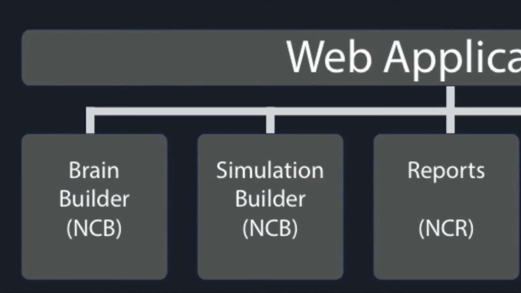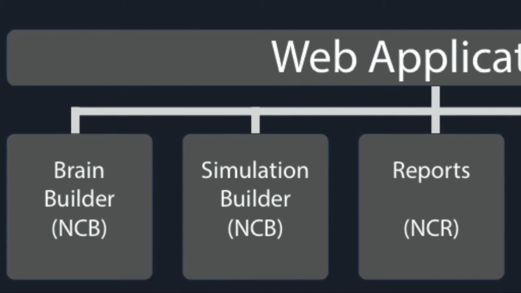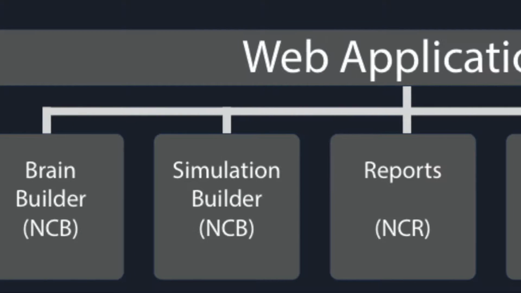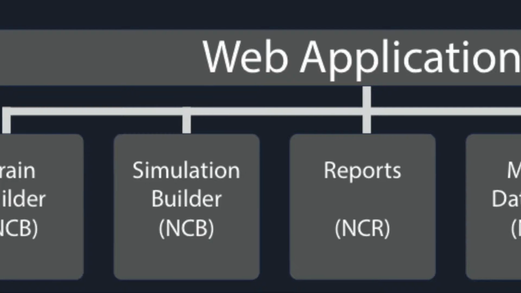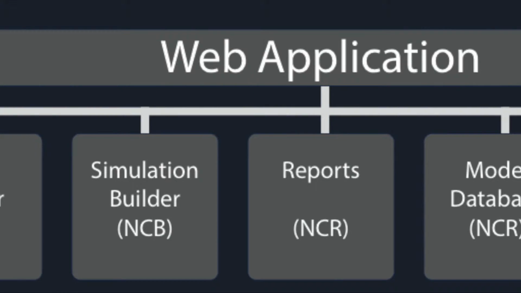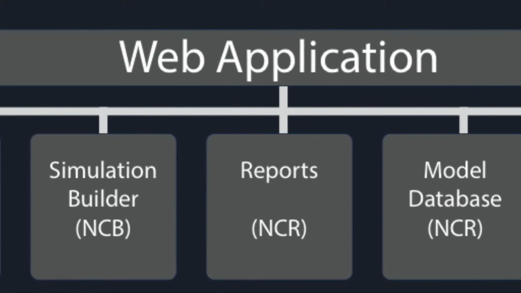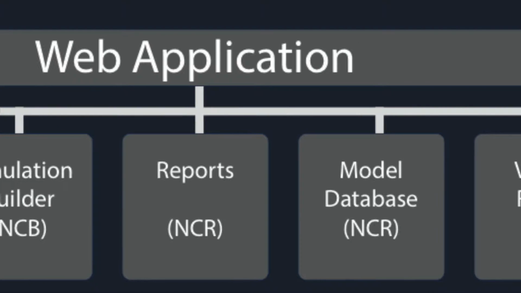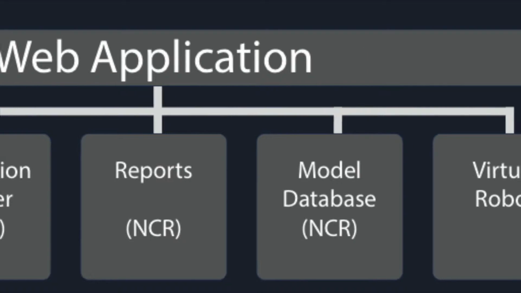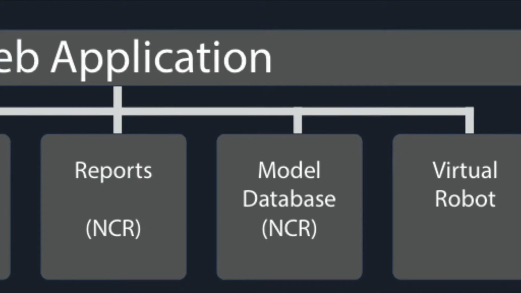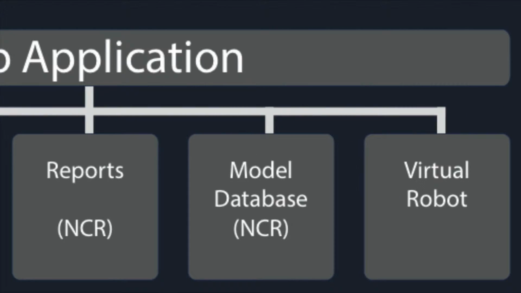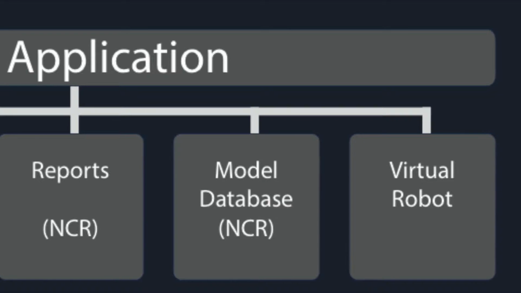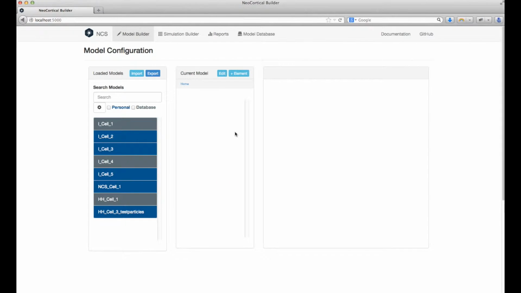These components are Brain Builder, Simulation Builder, Reports, Model Database, and Virtual Robot. Brain Builder and Simulation Builder are developed by NCB, while Reports and Model Database are developed by the NeoCortical Repository team, with Virtual Robot being developed by graduate students. When a user navigates to the NeoCortical Builder webpage, they will see the Model Builder tab in its 3-column layout.